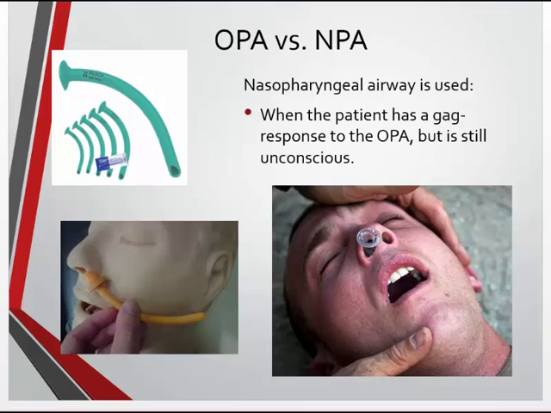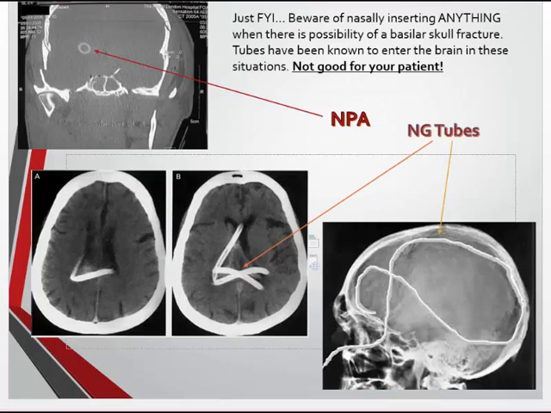So, OPA versus NPA. Remember, we're going to use the NPA whenever there is a gag reflex to the oropharyngeal airway, but the patient's still unconscious. So, this is going in the nose. They used to call it the nasal trumpet when I was young. Remember, you got to lube that up before you put that in there. This is the proper measurement technique where you're looking from the edge of the nose to the earlobe, and that will tell you what size to put in the patient.